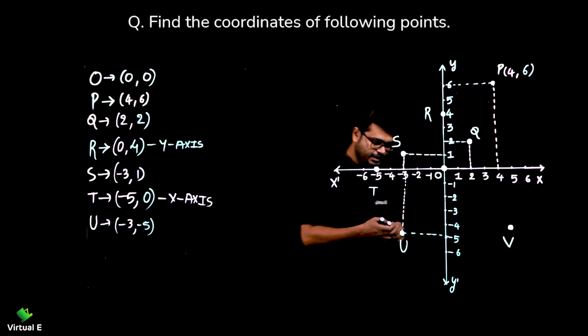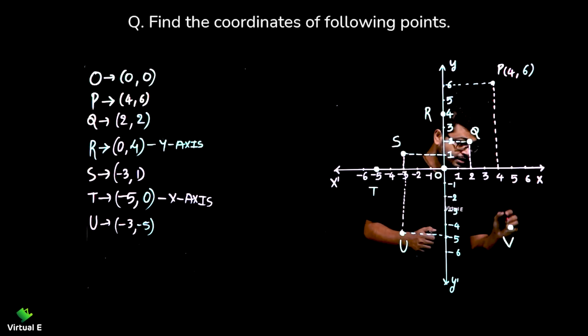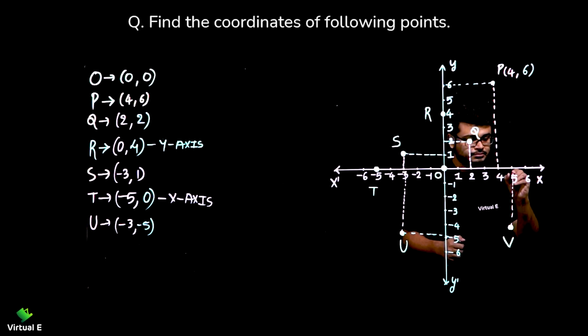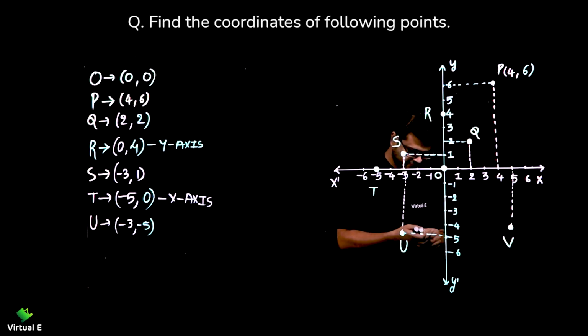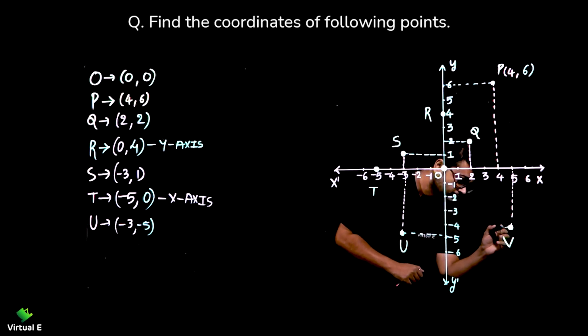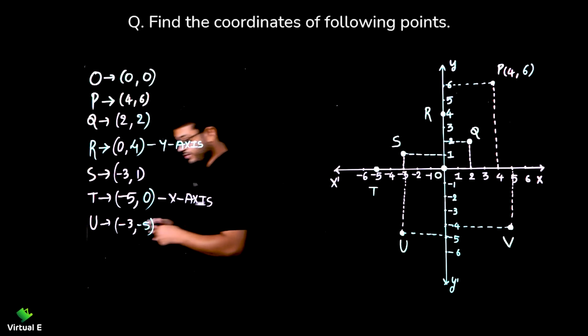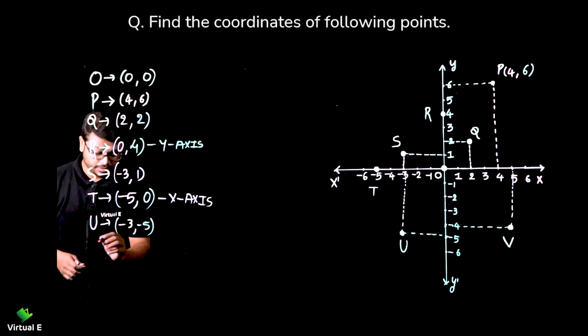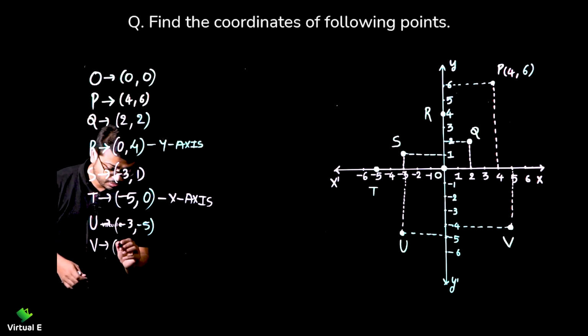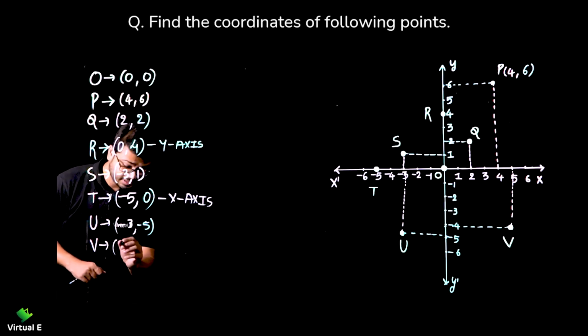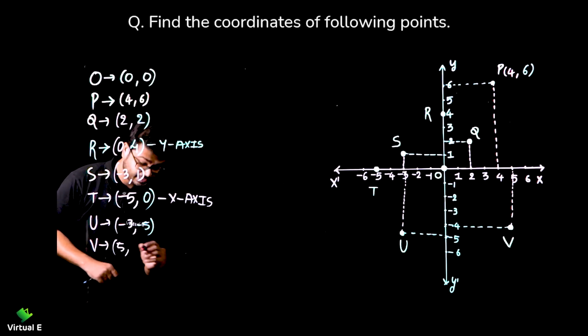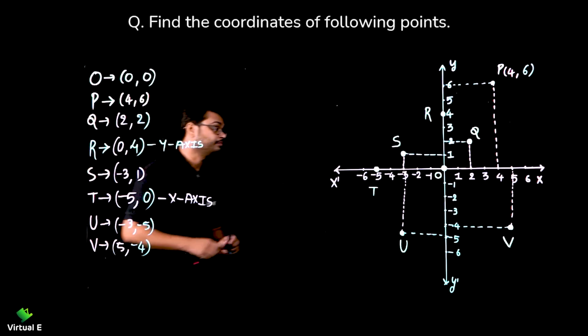Let's do V now. So let's start with the x coordinate here. Okay, +5, and here -4. Okay, so +5 and -4, we are talking about V. So +5 it is, and finally the y coordinate is -4, right?